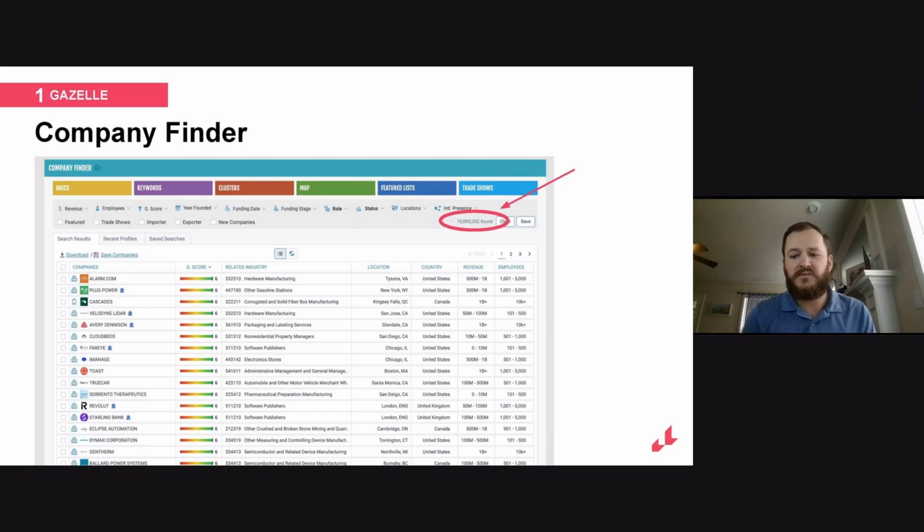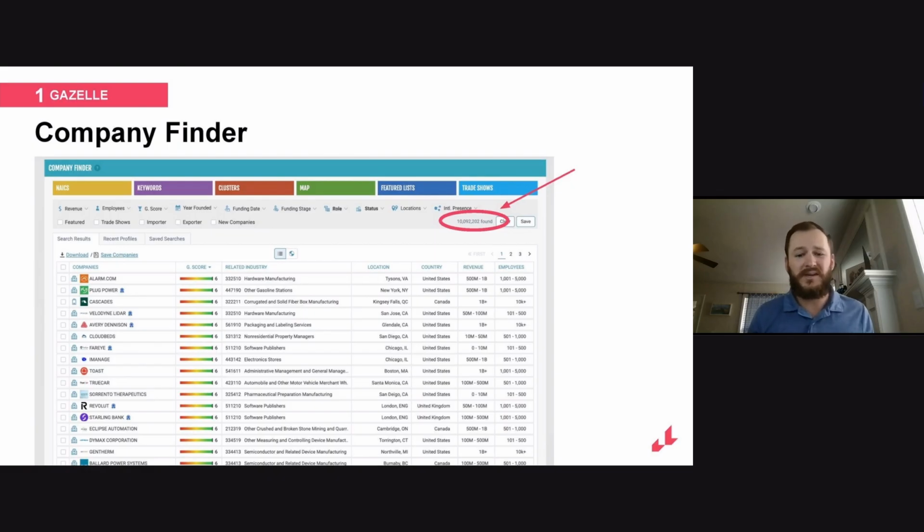So one of the main points in Gazelle, one of the main features here is what we call the company finder. The company finder is essentially designed to help you find these companies. This is a global data set. So we're looking at companies all across the world. We can identify companies in Canada that might be interested in moving to the US or vice versa. Or we could start looking over in Asia or Europe to identify companies that maybe we want to target for foreign direct investment. Lots of different ways we can do this.